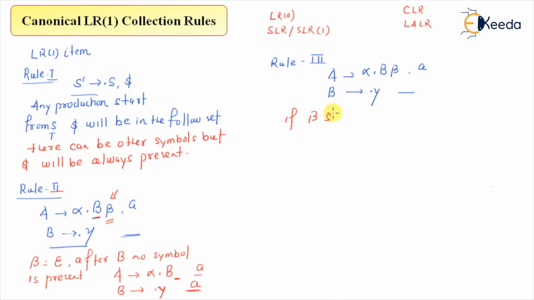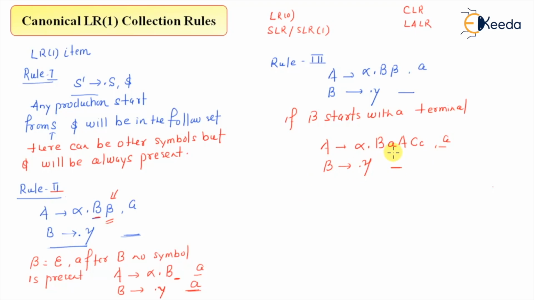So if beta starts with a terminal, in that case, what will we do here? It will look like this. Suppose alpha dot B, and suppose I'm writing A, and after that you can write anything, B and A, and then C, and then small c, anything you write. But after B there is a symbol, and that is a terminal. And B derives dot gamma. What should I write here as the follow symbol?